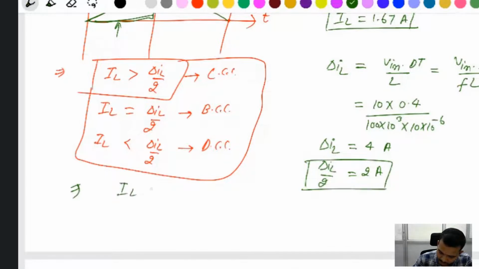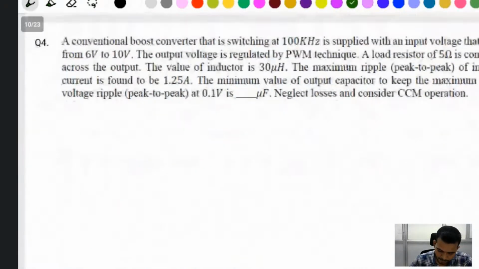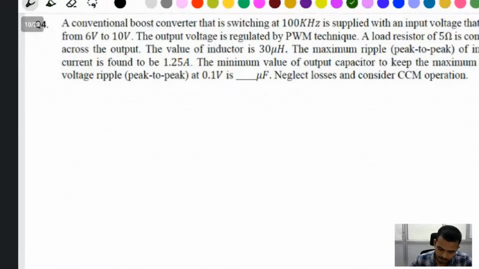Then see here, IL is less than delta IL by 2. IL is given like 1.67, less than 2 ampere. It means this one is the discontinuous conduction. Okay.